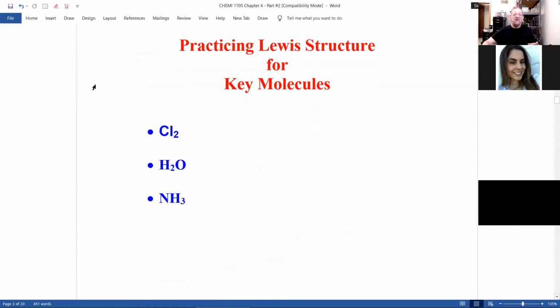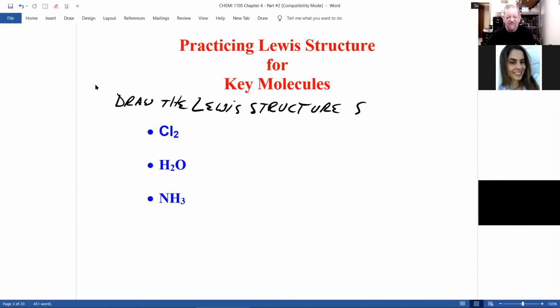Oh, look, it's Lewis structure practice time. Now, the question would be, draw the Lewis structure for the following, if we had A, B, C. Now, let me do A first, and that's chlorine gas, Cl2. Nasty stuff, but it's useful.